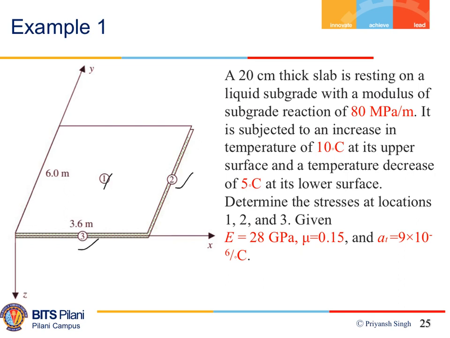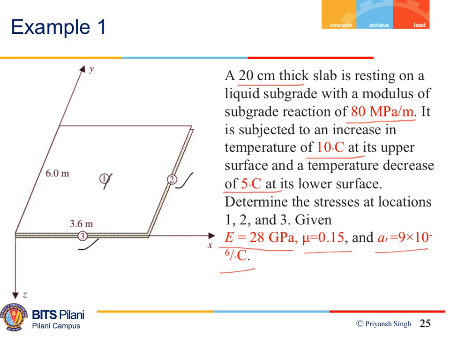Everything is known to me. That is the thickness of the slab, that means H, the modulus of subgrade reaction K. The increase in the temperature at the top of the pavement is 10 degrees Celsius and the decrease in the temperature at the bottom of the pavement surface is 5 degrees Celsius. Also known to me is the E value of the pavement, that is 28 GPa, mu of the concrete, that is 0.15, and the coefficient of thermal expansion of the concrete as 9 into 10 to power minus 6 per degree Celsius.